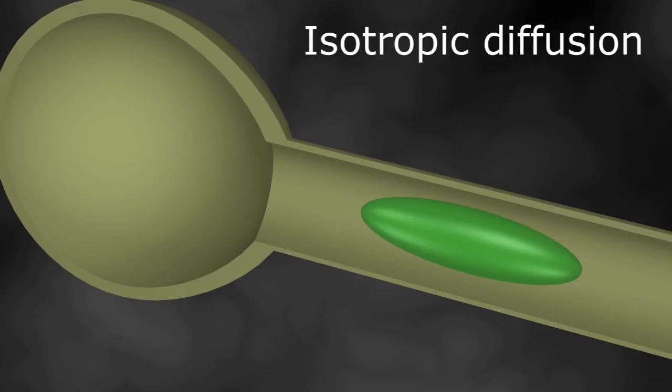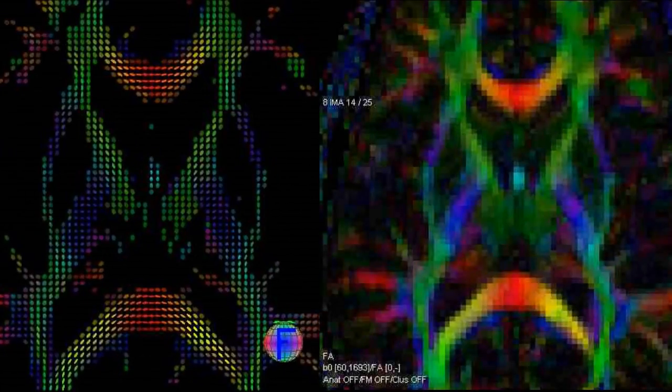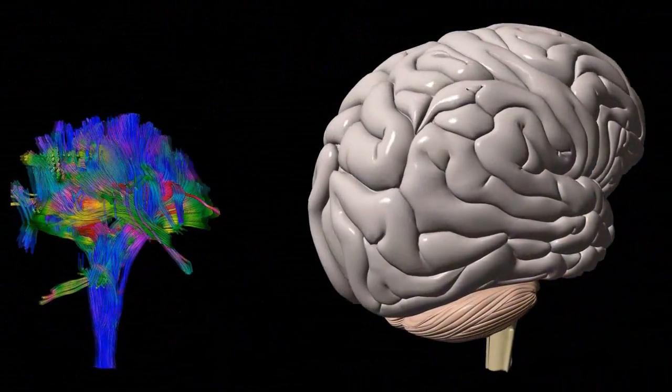Let's first hide the nucleus. In this location, since the rate of diffusion is equal in all directions, the isotropic diffusion can be represented as a symmetric sphere. Tensor ellipsoids are one of the graphic representations of the diffusion data. The same data can also be displayed as a color-encoded texture map or, like we saw at the beginning of the video, with 3D tractography.